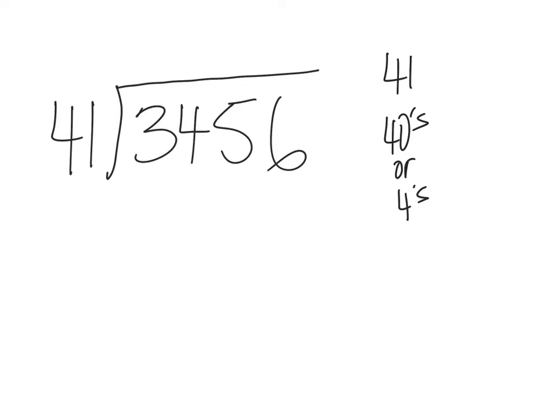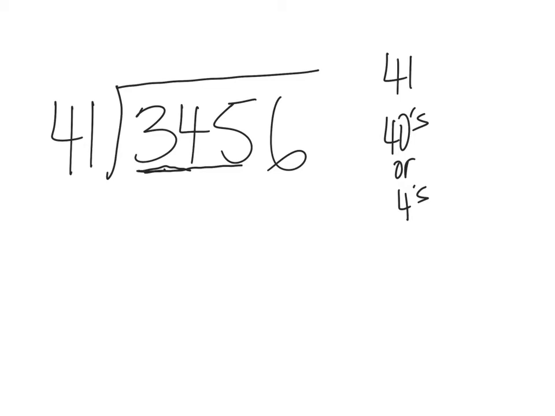The second thing I might want to start thinking about is, even though this is a two-digit divisor, I'm still going to use the same steps here. I'm still going to think, does McDonald's sell cheeseburgers? So I'm going to start with my 41, and I'm going to ask myself, can 41 go into... it can't go into 3. 41's bigger than 3. It can't go into 34. You're going to have to take it all the way into 345.